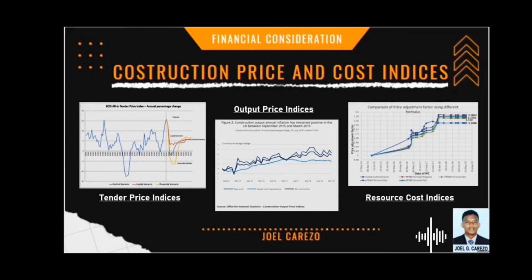The construction price and cost indices comprise the following. First is tender price indices. Second, output price indices, and the third, resource cost indices.